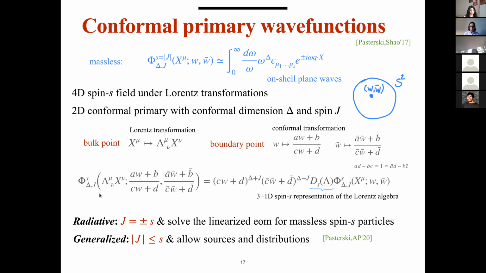And that's the statement that I've written here, where this D is just the four-dimensional spin S representation of the Lorentz algebra, depending on what indices this conformal wave function has. So this can be a scalar or vector or whatever spin you want. When the 2D spin is equal up to a sign to the four-dimensional spin, then we call these wave functions radiative. Furthermore, we ask them to solve the linearized equations of motion for massless spin S fields. For example, the massless Klein-Gordon equation for scalars, or Maxwell's equation for vectors, or the linearized Einstein equations for spin 2 wave functions. But we can also be a bit more general and allow for sources and distributions. In that case, we will want to relax the condition that 2D and 4D spin are equal. And that will turn out to be a good idea.